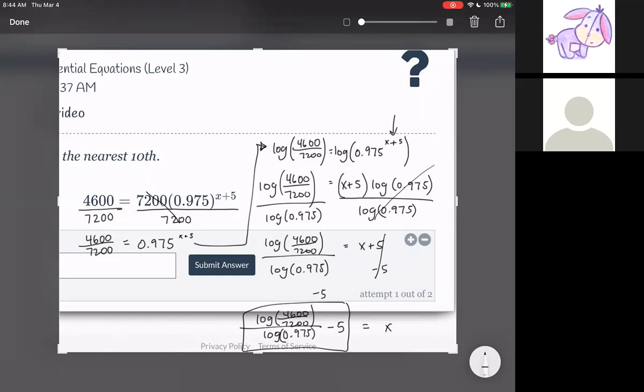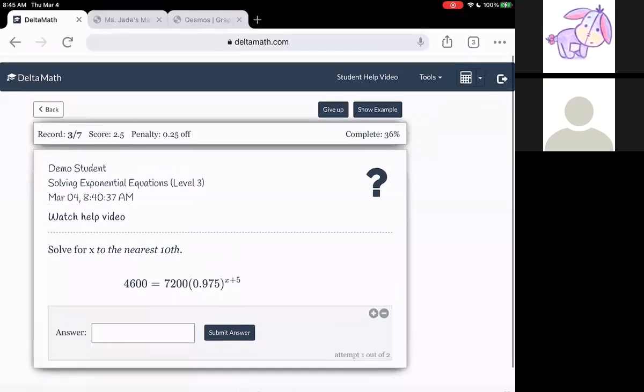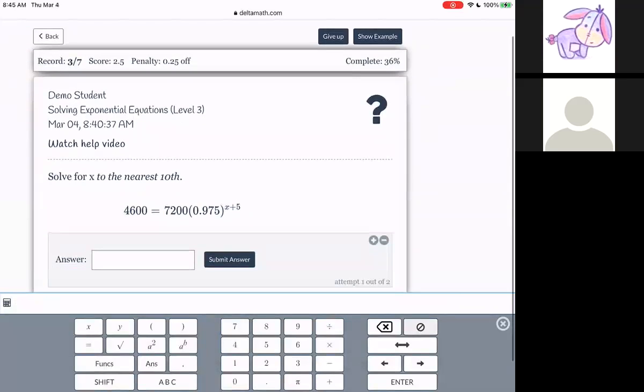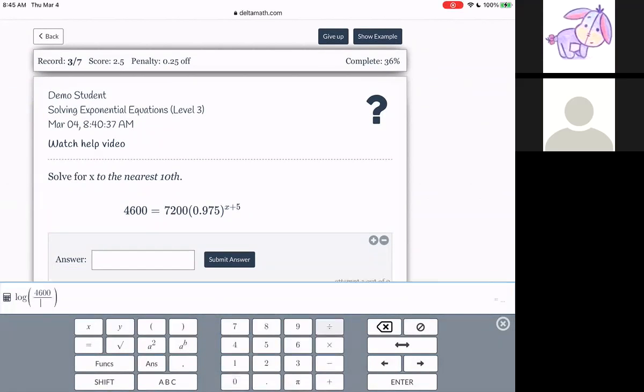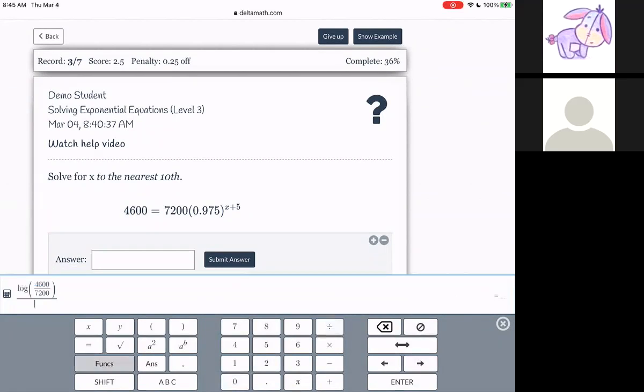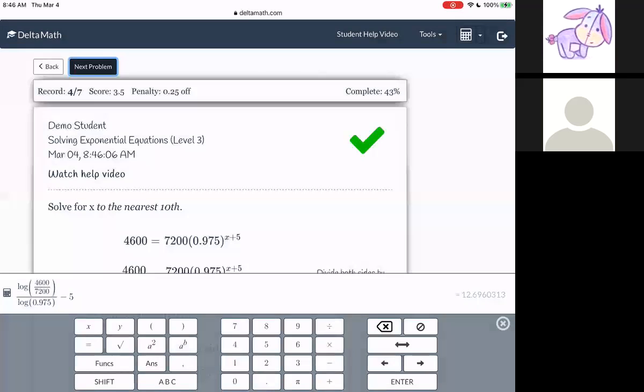All right, so I'm going to pause the recording and see if you guys have any questions. And let's save the picture and type it into our calculator. Log of 4600 divided by 7200 divided by log of 0.975 and then minus 5 at the very end. So I get 12.6960313. We're rounding it to the nearest tenth, so 12.7. Okay, so I'm going to submit this one. And we got it right.